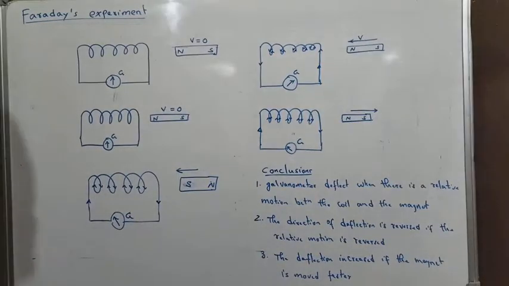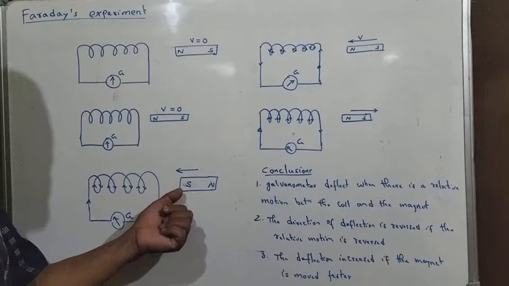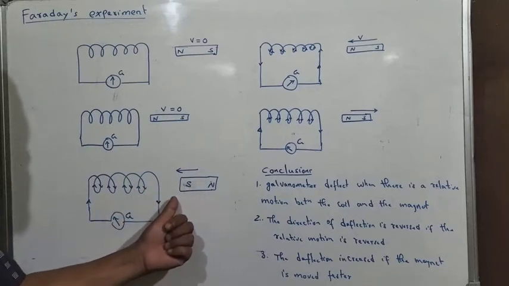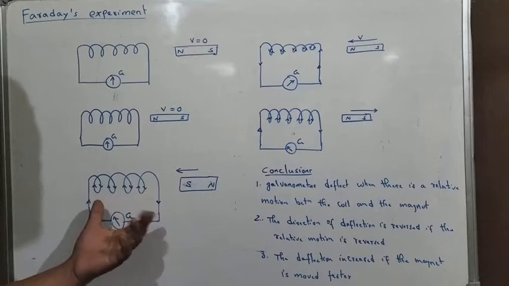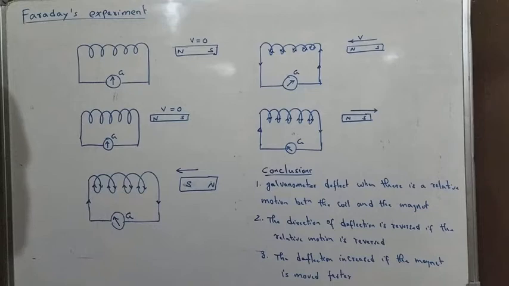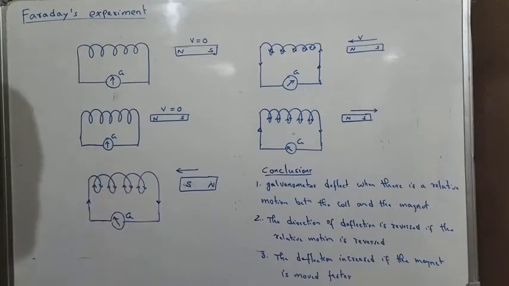Similarly, he tried in many ways. He also moved the south pole of the magnet towards the coil. As he moved the south pole towards the coil, what happened? The galvanometer also shows deflection in this case, and the current is passing in the coil in this direction.